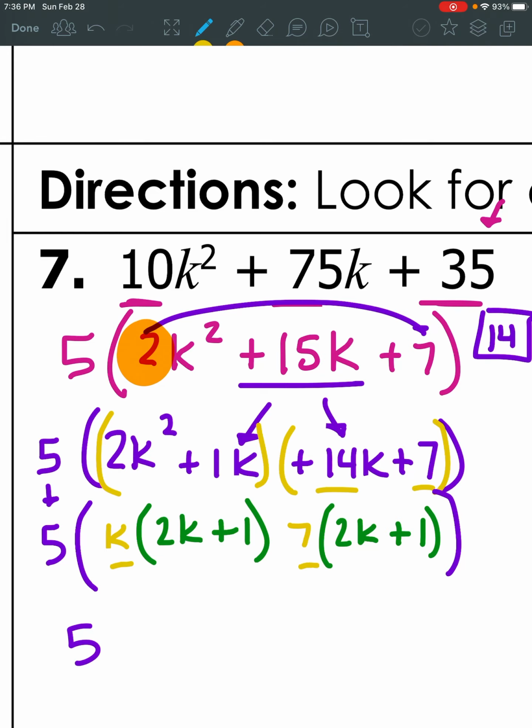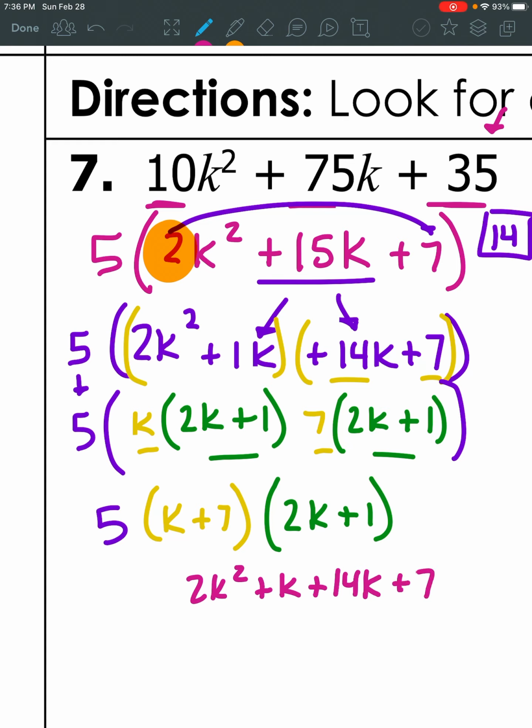And then don't forget, check your work. We could multiply the binomials first. So 2k squared plus k plus 14k plus 7. Those add to 15k, so that works. But we still have that GCF on the outside. So we'd have 10k squared. That's now 15k in the middle. So times 5, we'd get 75k. Oops, and I forgot my squared. And then 5 times 7, so look at that. It goes back to the beginning. So here is our factored polynomial.